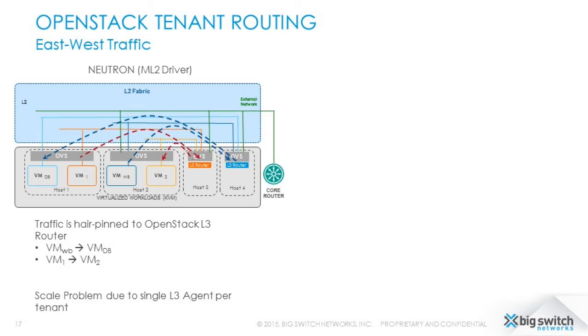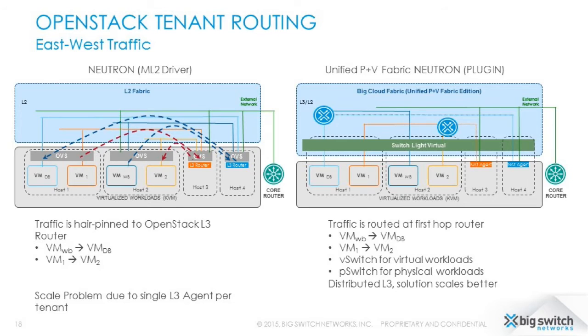Third, this example was with 2 tenants having L3 router on 2 different hosts. Now imagine you have 1,000 odd tenants. Host 3 and host 4 will cater to more than one tenant. In this case, host resources such as compute, memory, etc. will impact overall performance. Let's see how we solve this in Big Cloud Fabric P+V solution.